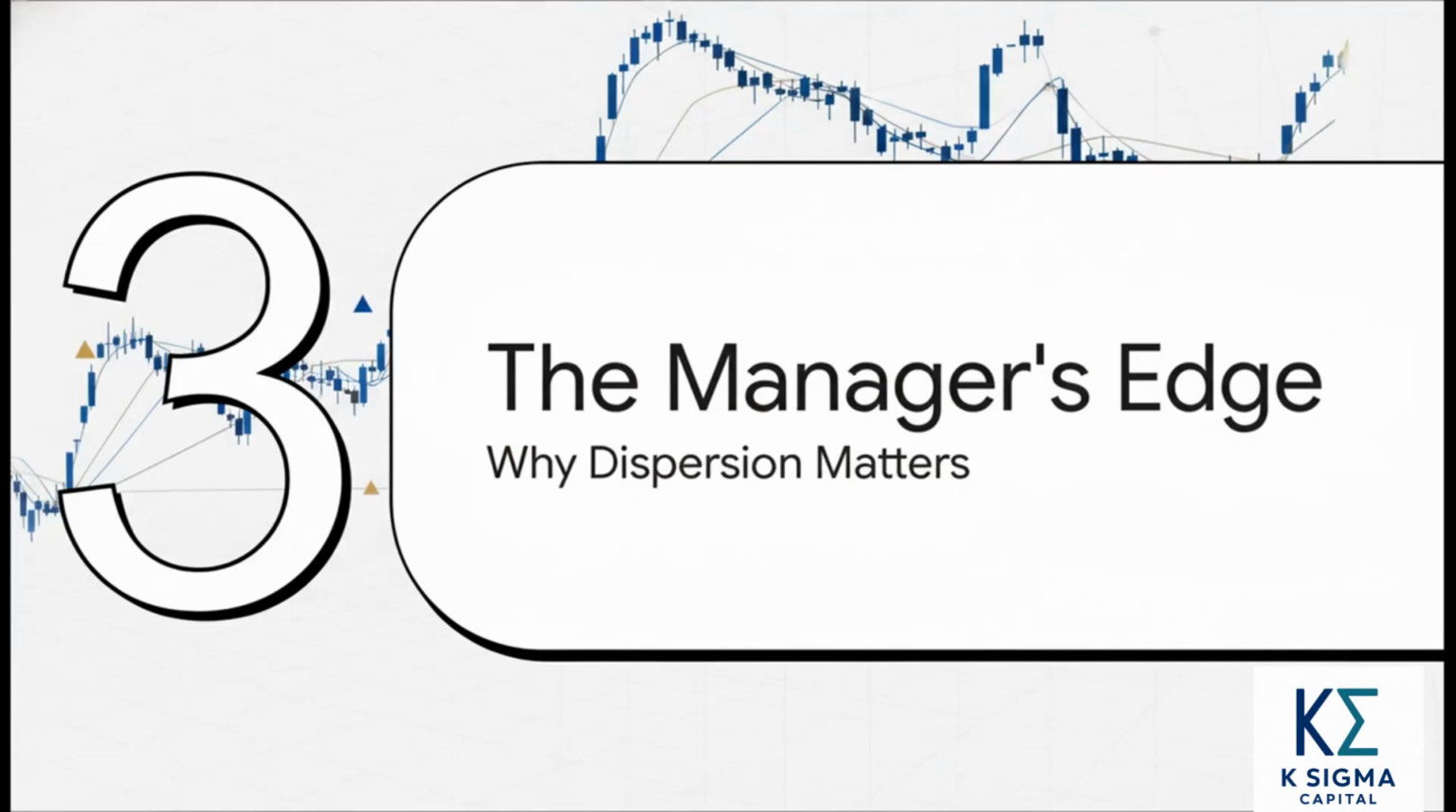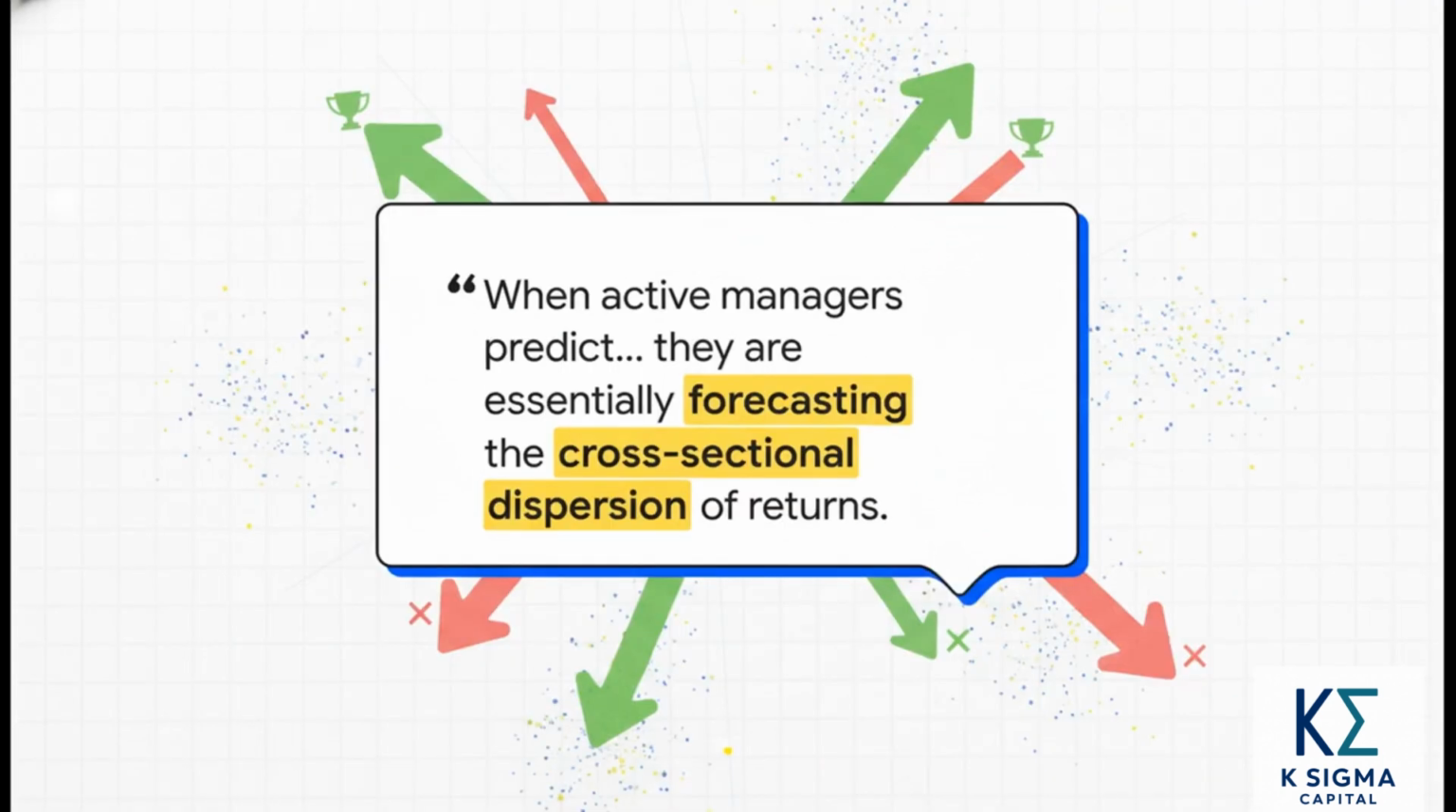All right, so why do we even care about this? Why does this market diversity matter? Well, for active fund managers, the professional stock pickers, dispersion is everything. It's basically the field they play on. This quote just hits the nail on the head.